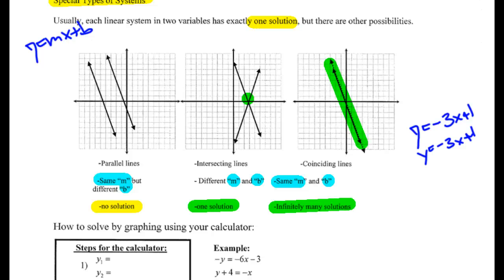All right? And so remember, when you write your answer, if it's one solution, you write it like a point. No solution, you can also write empty set. Infinite solutions, you can also write all real numbers. It all means the same thing.